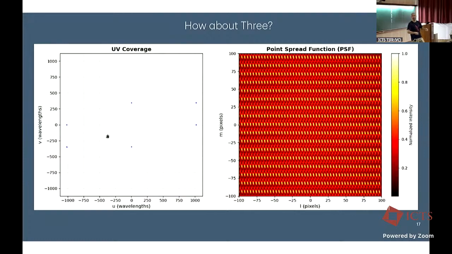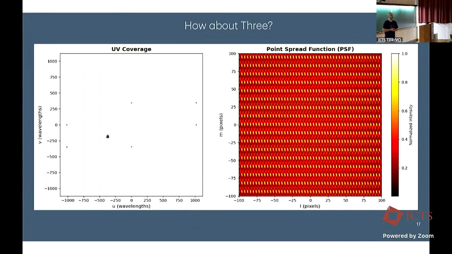1, 2, 3, what is it, 6? No, 2 baselines. What is it? Okay, doesn't matter. We have 3 baselines. So now we have 3 points in our UV plane, and then we have the interference of several sine functions across the sky, and you get something like this. This is our point spread function on the sky.